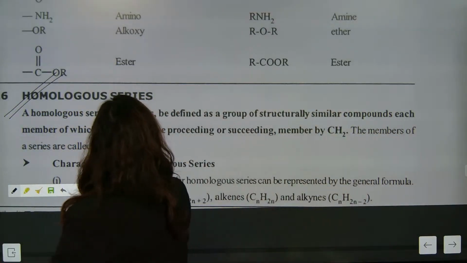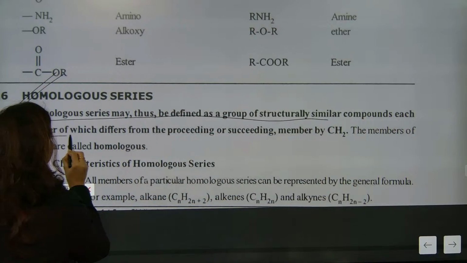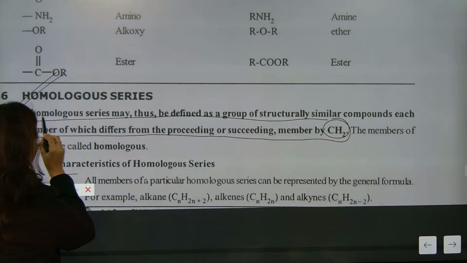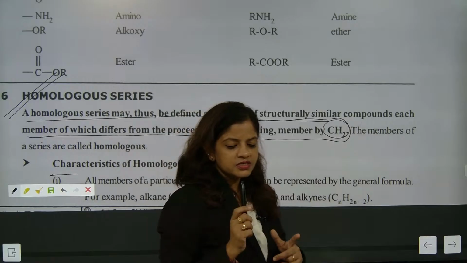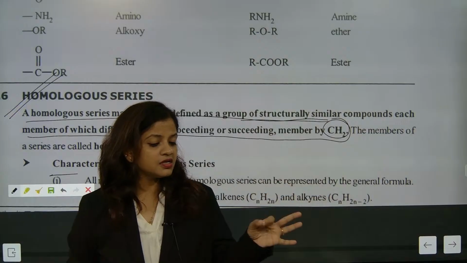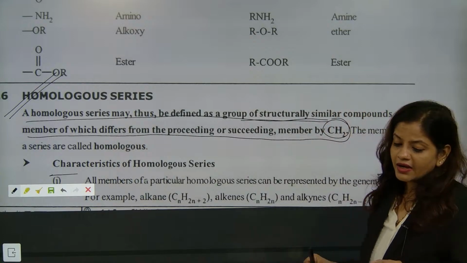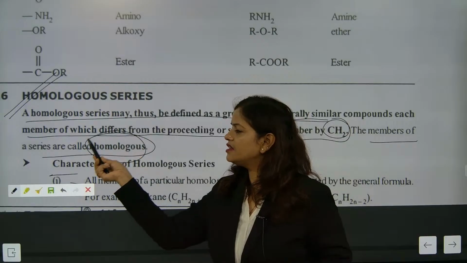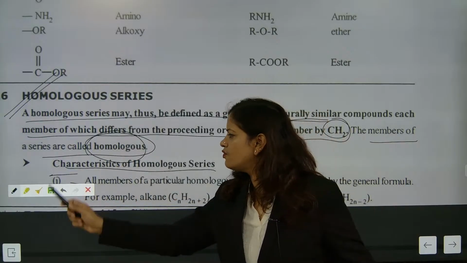Now look here. Homologous series may thus be defined as a group of structurally similar compounds, each member of which differs from the preceding or succeeding member by CH2. So it is defined as a group of structurally similar compounds. Structurally they will be similar. Understood? They differ by CH2, and the members of the series are called homologous. So what are the characteristics of homologous series?